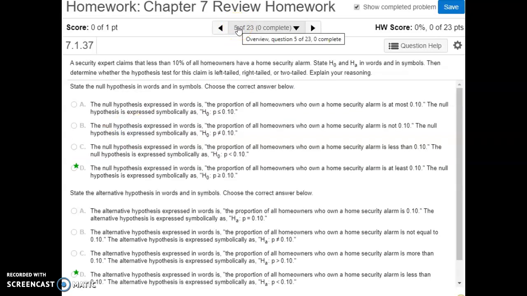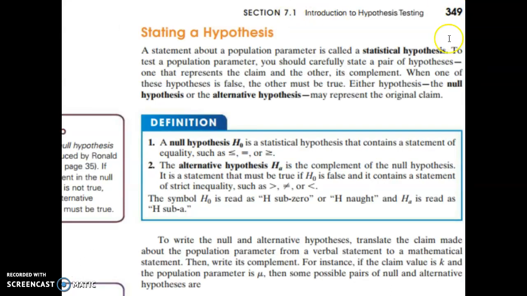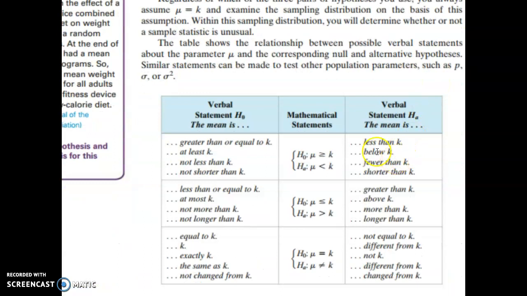And number 5, we're going to set up a hypothesis test. A security expert claims that less than 10% of all homeowners have a security alarm. So our statement here is strictly less than. There is no equality. And so the claim, strictly less than 10%, less than a certain value, has to be talking about our alternative hypothesis because there's no statement of equality. So we're going to get a less than for our alternative, which means the null would be the complement of that, greater than or equal to 10%, as our null hypothesis.